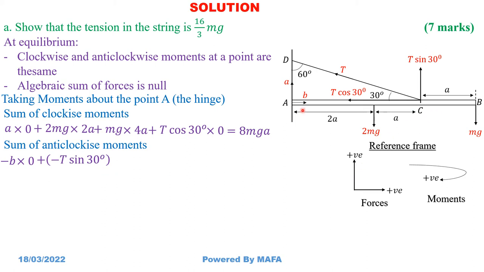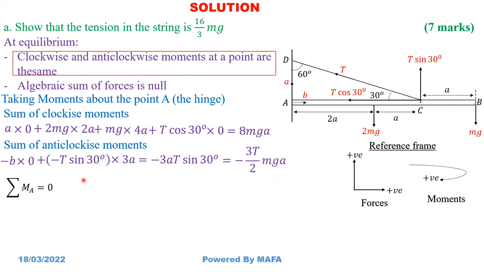Now its perpendicular distance is simply this distance, the distance from C right up to A, which is 2A plus A. So we have 3A. Doing that, this is going to give us 0, and this will give us negative 3AT sine of 30 degrees. Now we know sine of 30 degrees is 1/2. So all of this is negative 3T on 2 times A.